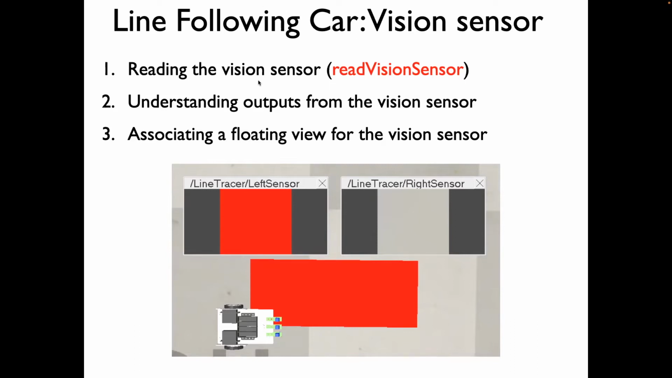So in this class, we'll be using the function called read vision sensor, which reads the data from the vision sensors. Those sensors are shown here. There are 3 of them. I'll show you how to understand the outputs from the vision sensor, which will be useful when we do the line following. And finally, I'll show you how to associate floating views, which are shown here, so that you can see what the sensors are actually seeing.